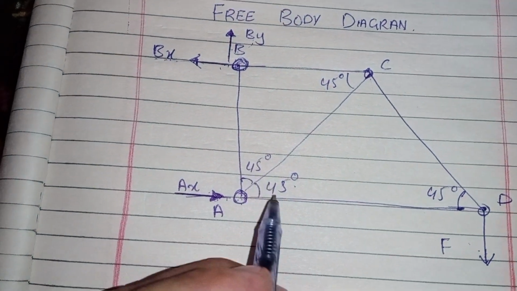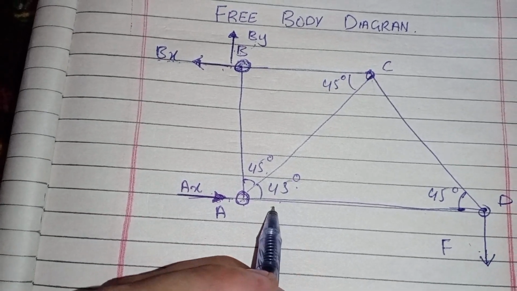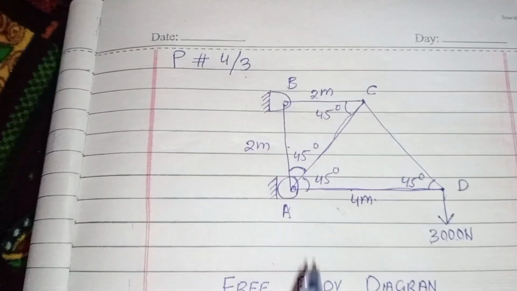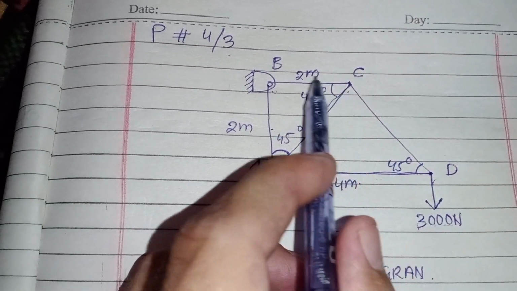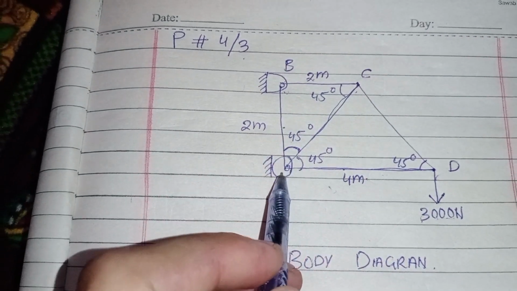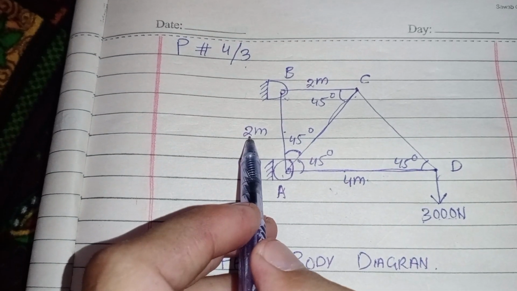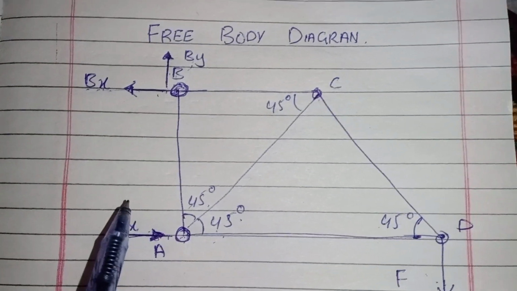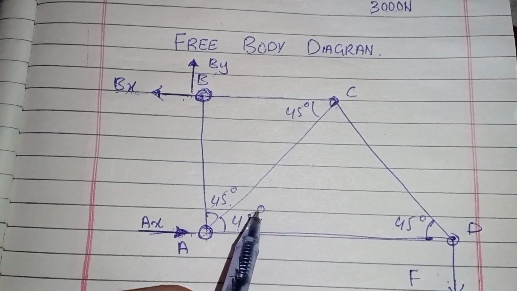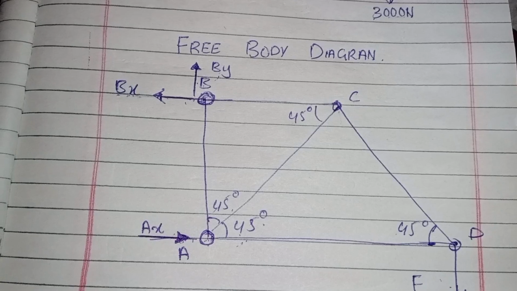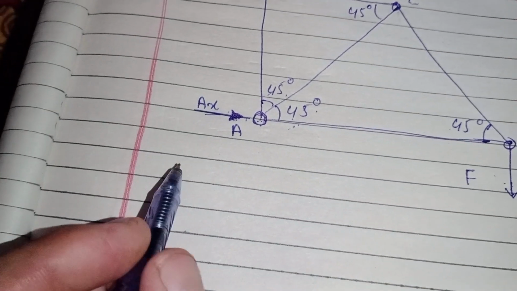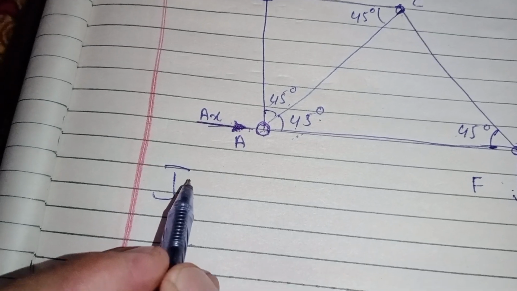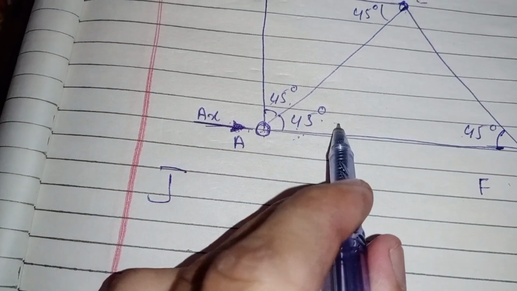Okay, and the angle between AC and AD is 45. All angles are 45, and the distance between B point and C point is 2 meter, and C point and A point is also 2 meter. A point to D point is 4 meter. Okay, this is the given data, and I drew that free body diagram.